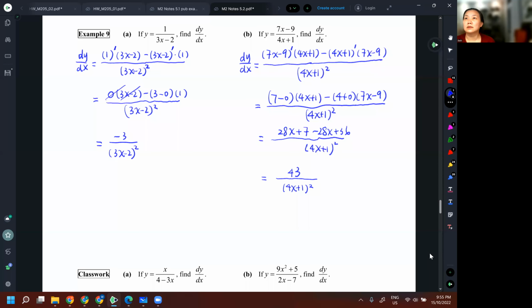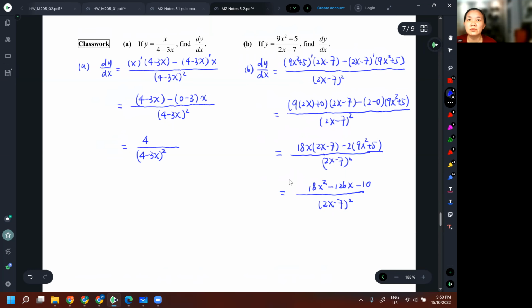Okay. Now please check your answer with me. The first answer is this. Part B. The answer is this. Now, I will keep the denominator factorized. I will not expand. It's the same as the chapter 9 rational functions. It's either factorized or expanded. In this case, the denominator is fully factorized, but the numerator is fully expanded. That's okay.